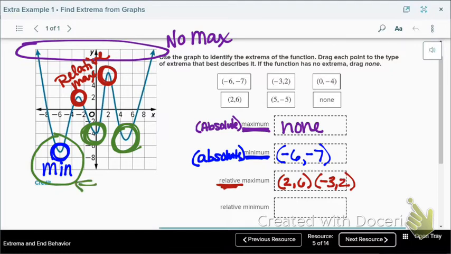All right, so we have relative minimums here. I got to get my handwriting under control. Some days it's messy and some days it's not.